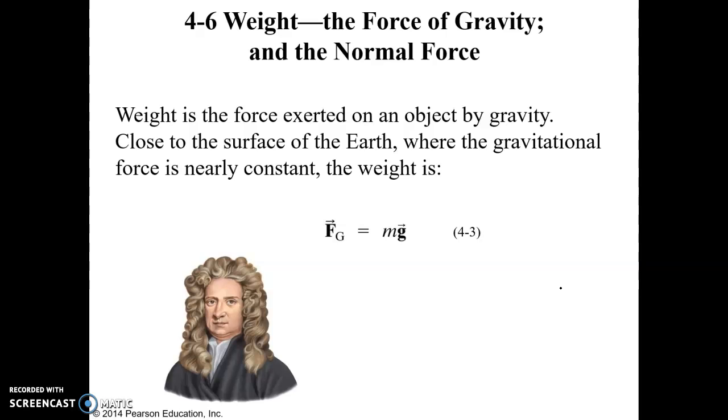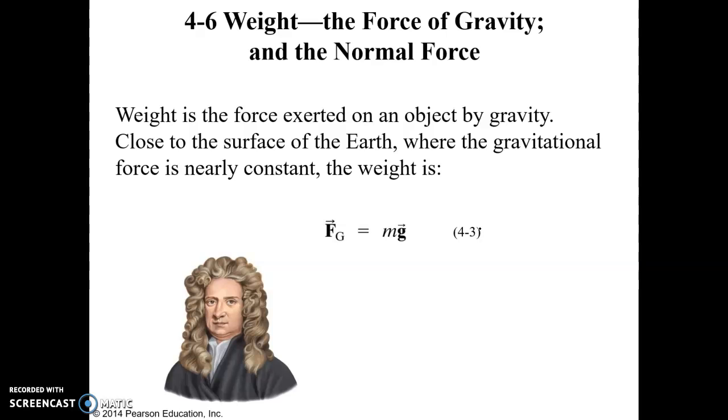So if a force is a push or a pull, it can really be exerted by anything. All sorts of objects or machines or people can be the sources of a force. But one of the most common forces that we deal with in this class, and I suppose in the world generally, is the force of gravity.